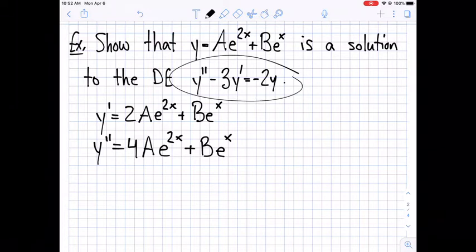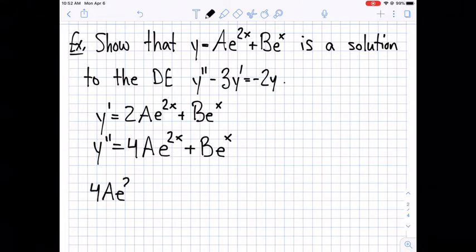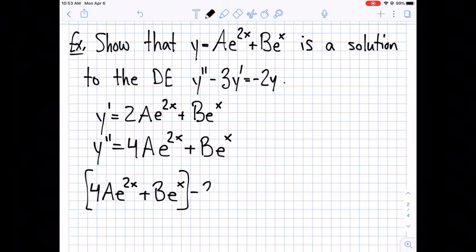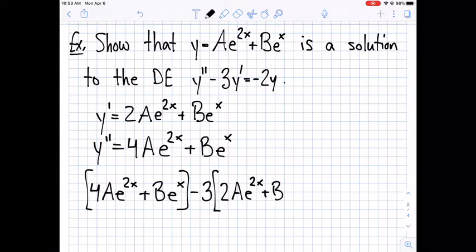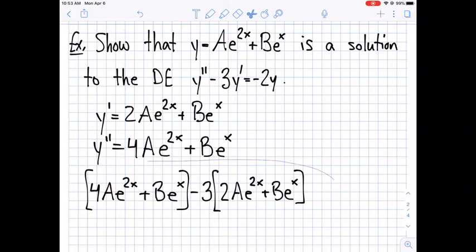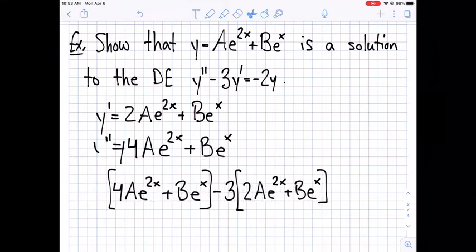Go back to our differential equation, we can sub everything in. On the left hand side, we can replace y double prime. We get 4a e to the 2x plus b e to the x. That's y double prime minus 3 times y prime, and y prime we know is 2a e to the 2x plus b e to the x. Okay, so this right here, let's set this up a little bit nicer.